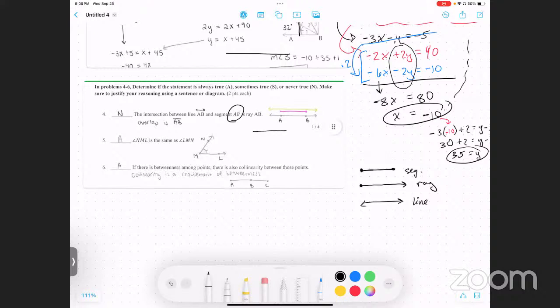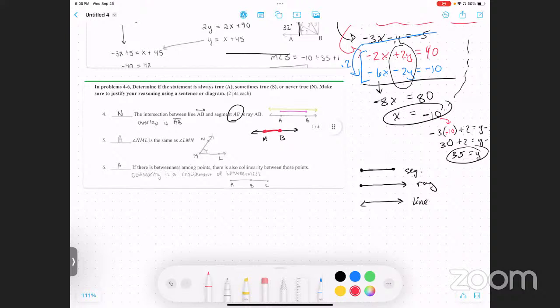If you have a line AB, go ahead and draw your line AB. A is here, B is here. That's called your line AB. And then the segment would be this red piece right here. So what's the intersection of that black line and that red segment? AB. It's just the segment. That's right. It's not a ray, it's a segment. So the overlap is just AB. So it's never true that it's the ray.